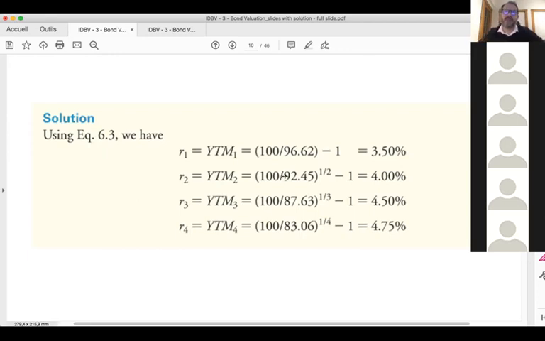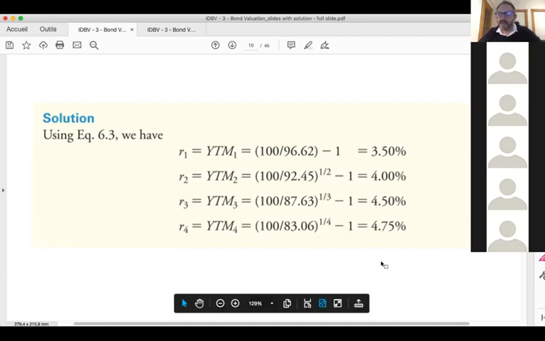Since you know the price today, you do 100 divided by 92.45, and this is for 2 years. So you make it exponent 1 divided by 2, minus 1, to find an annual rate. And the annual rate is 4%. For 3 years, we have the same calculation, and it's 4.5%, as Chang was saying in the chat. And for 4 years, we have 4.75.